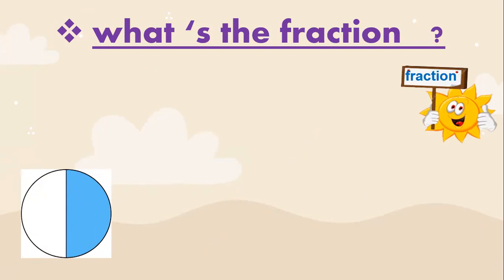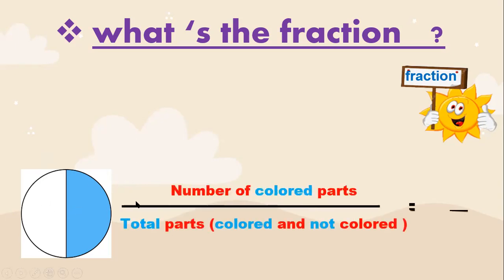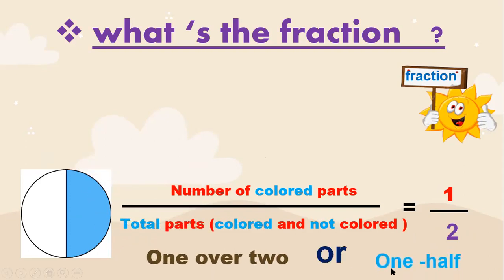Great, Noor and Lujaina and Laura. Bravo. I have only one colored part with blue. So our fraction is 1 out of how many parts? The total number of parts in the circle is 2. Great, excellent. So the number of shaded parts or colored parts is 1, out of how many parts? The total number of parts, colored and not colored, is 2. Great, excellent. So the fraction is 1 over 2, or half. Okay, 1 over 2 or 1 half.